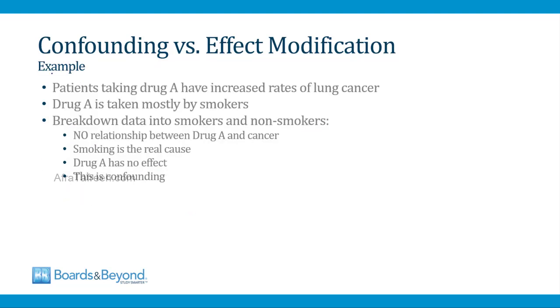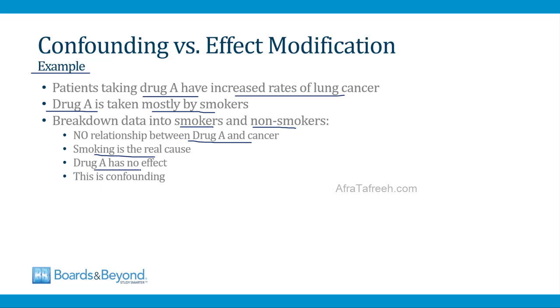So to make this even more clear, let's go through an example, and let's imagine that patients taking drug A are found to have increased rates of lung cancer. So there appears to be an association between drug A and lung cancer. However, drug A is taken mostly by smokers, and so when you break down the study data into smokers and non-smokers and do a stratified analysis, you find no relationship between drug A and cancer, and that's because smoking is the real cause. In reality, drug A has no effect on lung cancer, and so this is an example of confounding of the association between drug A and lung cancer by smoking.